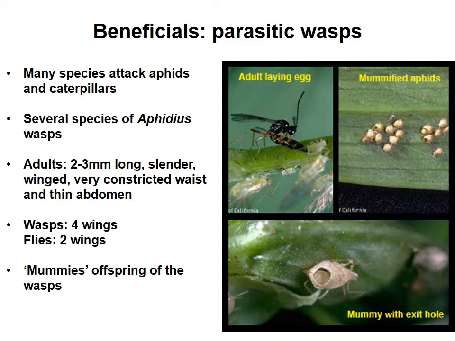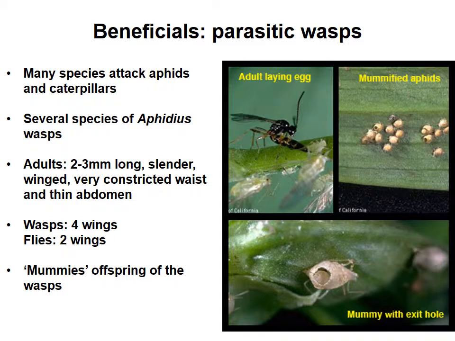We also have many species of parasitic wasps that attack aphids and caterpillars, including several species of Aphidius wasps. The adults are 2 to 3 millimetres long, slender, winged, with a very constricted waist and thin abdomen. Pictured here are mummies. Mummies are the shells that were once aphids but have been transformed into cases containing the immature stages of the wasp. They're usually round and a bronze gold colour. If the adult has emerged, you can see a round hole in the mummy.